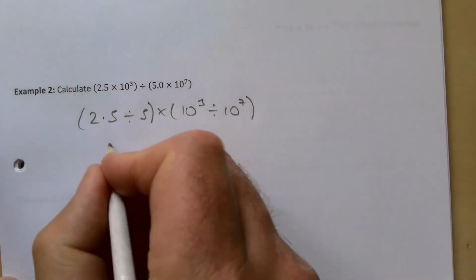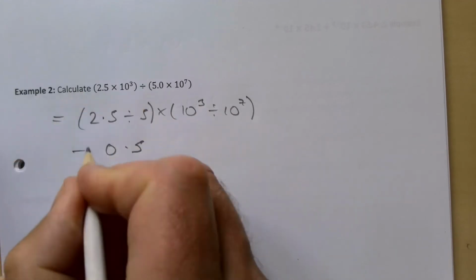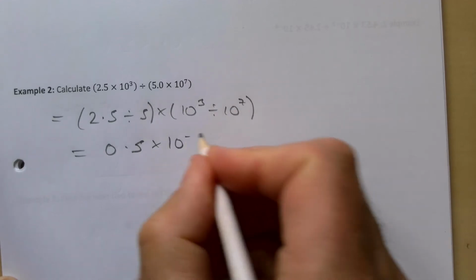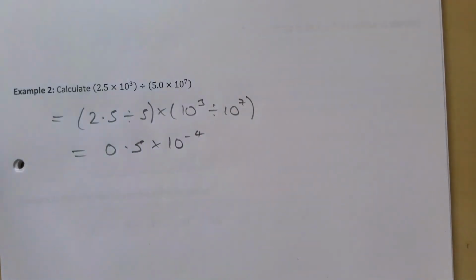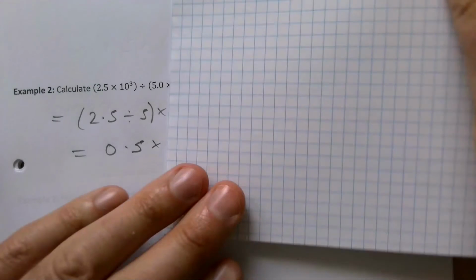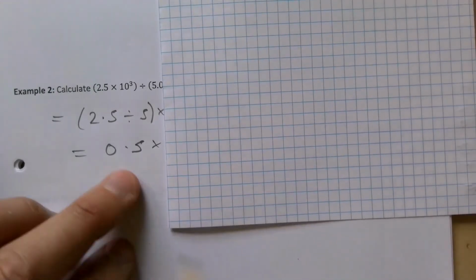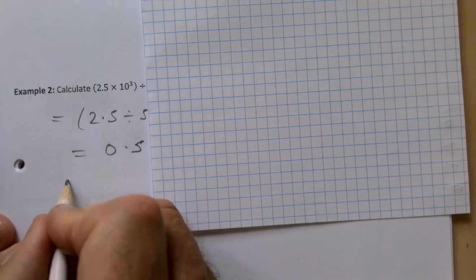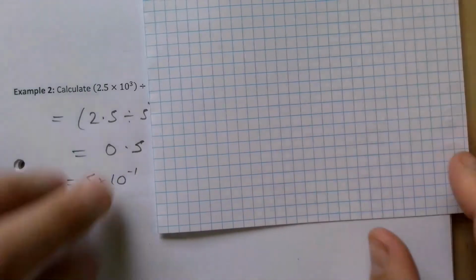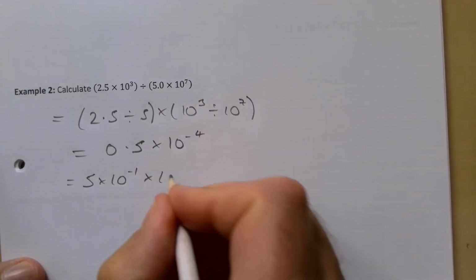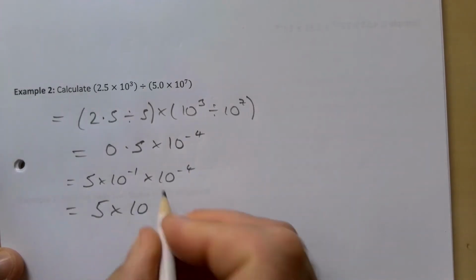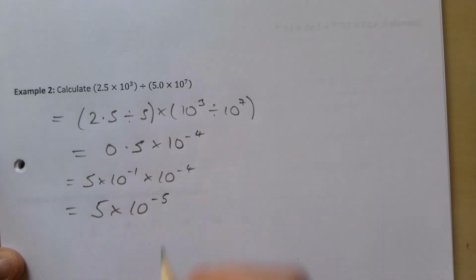2.5 divided by 5, I hope most people know, is 0.5. So that equals that. 10 to the power 3 divided by 10 to the power 7, we subtract the two powers. So that gives me 10 to the power of minus 4. Again, we have the same problem here. This number isn't in standard form, so we need to cover it up. So I'm going to write this number in standard form and then worry about the other bit at the end. That's 5 times 10 to the power of minus 1, multiplied by 10 to the power of minus 4. And that then gives me 5 times 10, add my two powers, to the minus 5.